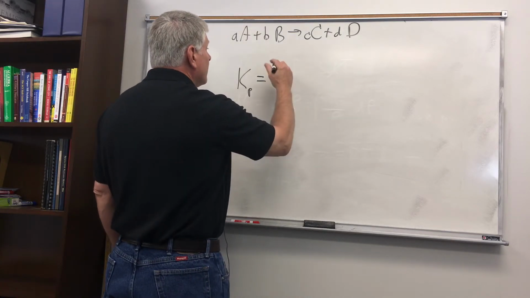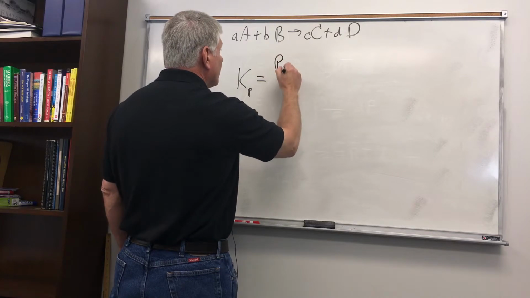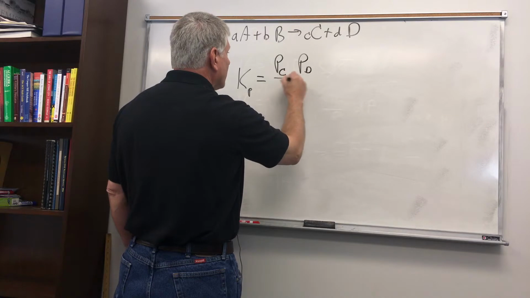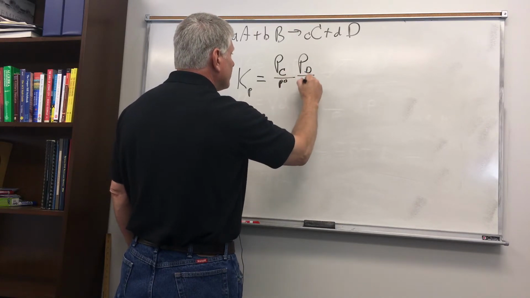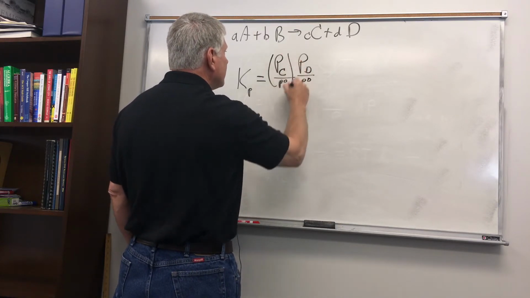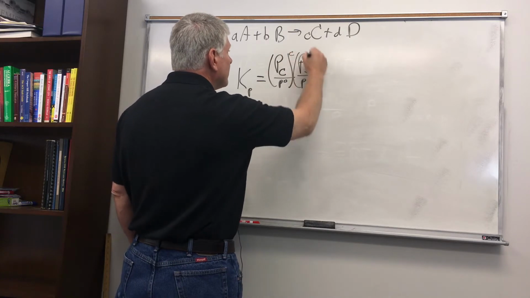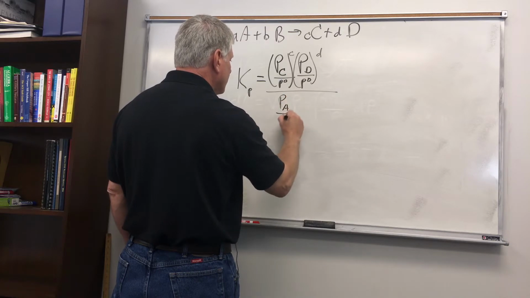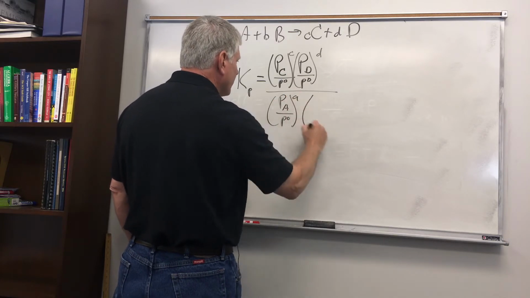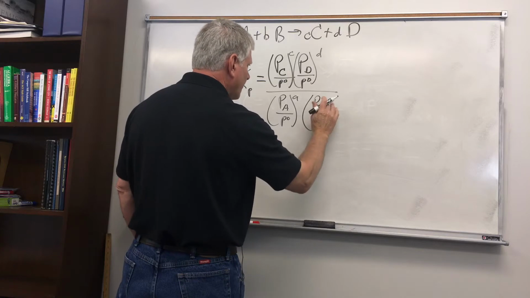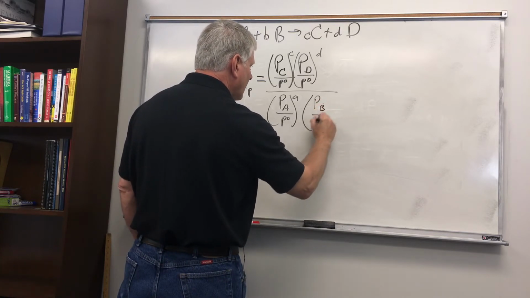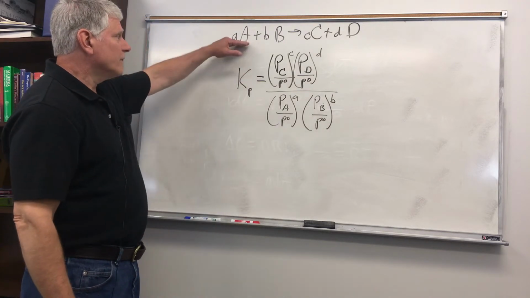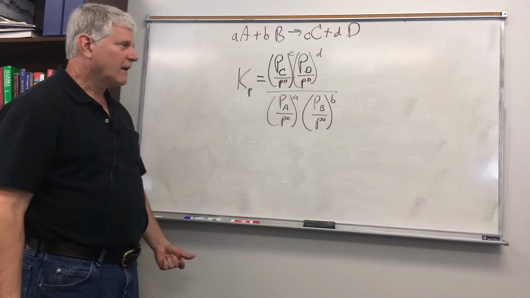So we have the pressure of the products divided by their standard pressure raised to their stoichiometric coefficients, divided by the pressure of the reactants raised to their stoichiometric coefficients. So that's the equilibrium constant for this particular reaction, and that's complicated.